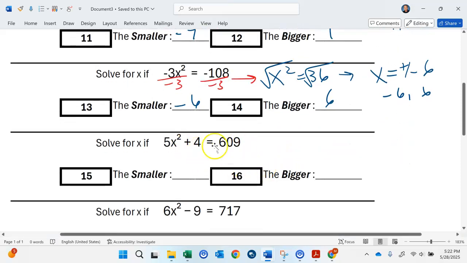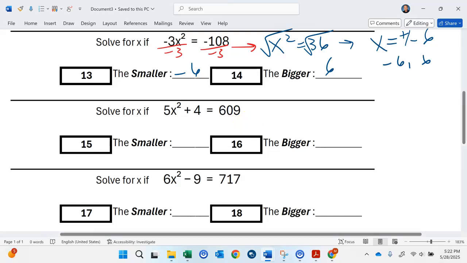Okay, so go ahead and try this problem right here, and then come back and look at the solution.